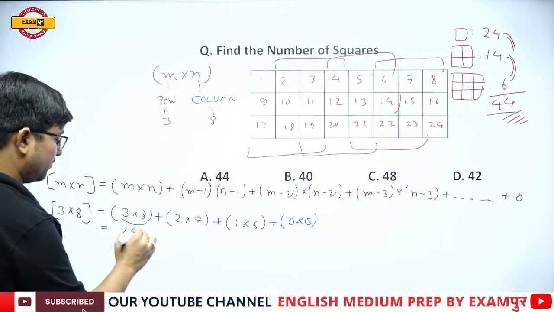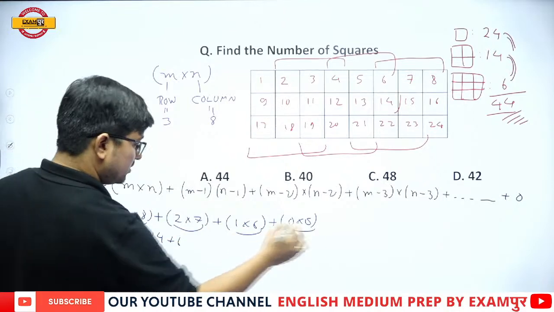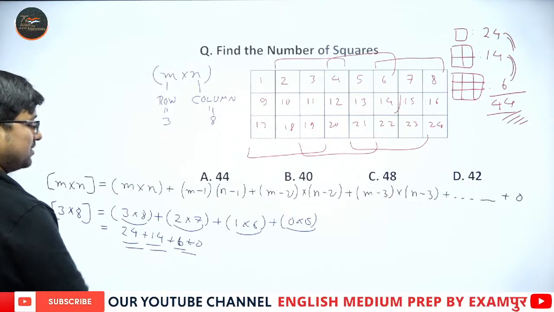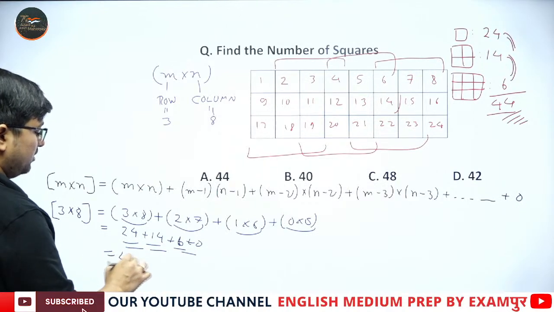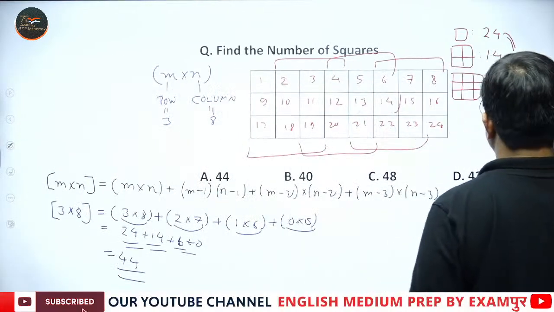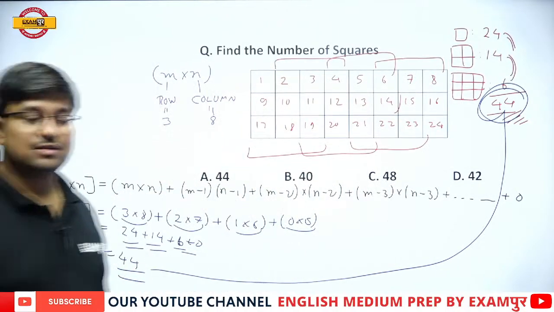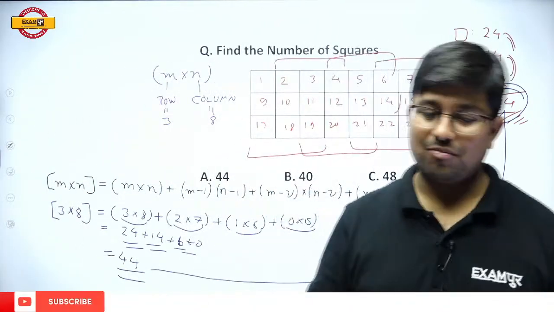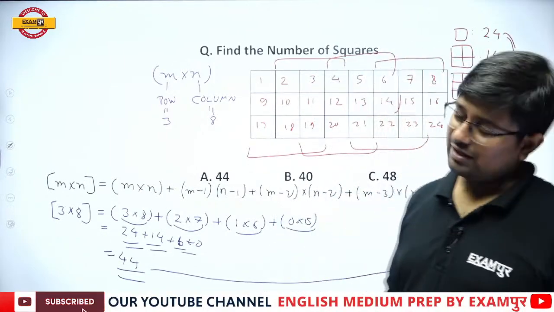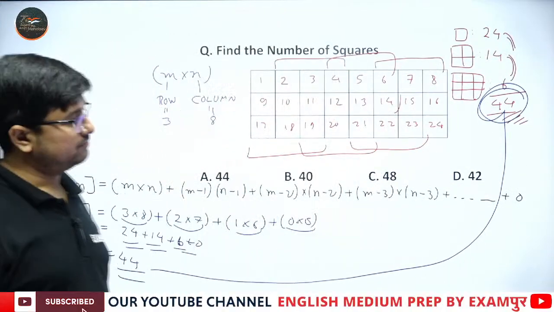So what will you get? 3 8s are 24, plus 2 7s are 14, plus 1 6 is 6, plus 0. So 24 plus 14 plus 6 is again 44, the same value. You can verify the values and see the accuracy of the results, and how credible the formula is. All right, everyone, getting it? These are very basic questions. Gradually we will proceed in the coming classes, and we will see more such questions.